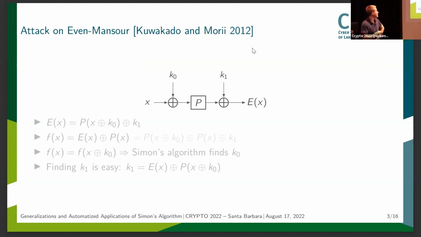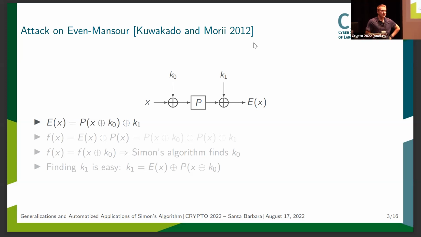Even-Mansour is a construction for building a block cipher. We need two secret keys, K0 and K1, and one public permutation, so everyone knows this permutation. What we do is we simply add K0 to the input, then apply our permutation, then add the other key, and that's what we need to do to compute the encryption of X.